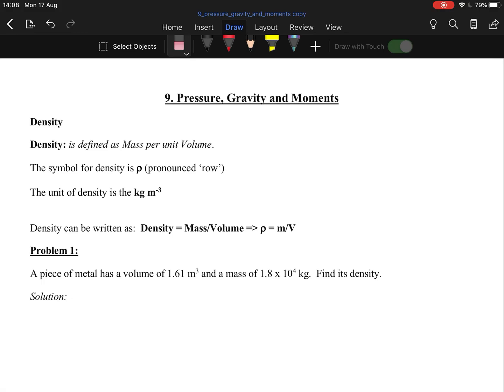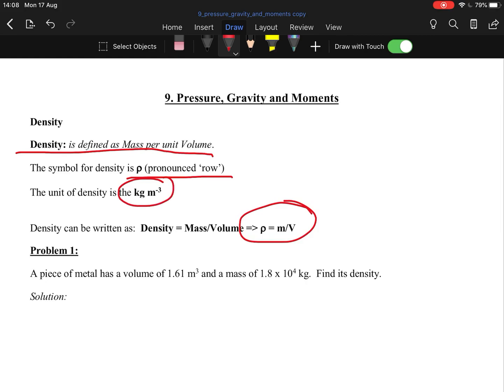So obviously fairly straightforward. Density, mass divided by volume, as you can see down here. However, we now have a symbol for density, which is this P thing here called rho. The unit is kg per meters to the minus 3. Why is it to the minus 3? Because volume is length by width by height, or as some people say, length by width by depth, whichever you prefer really.